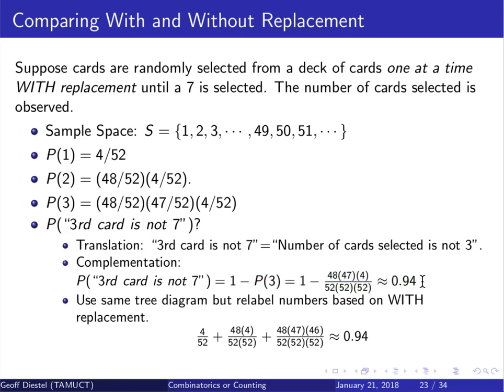Another way you could think about this is by partitioning. Probability of a third card is not a 7 means that either the first card is a 7, or, mutually exclusive or, we get a non-7 followed by a 7, or we get a non-7, and then any card afterwards that's not a 7. Those are 3 mutually exclusive pieces of the event: third card is not a 7. So we just add those up, and it's the same number we had above.